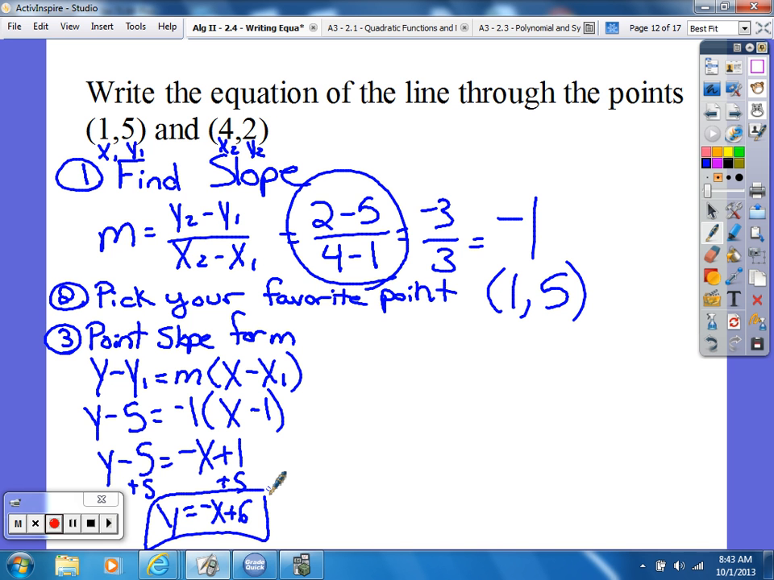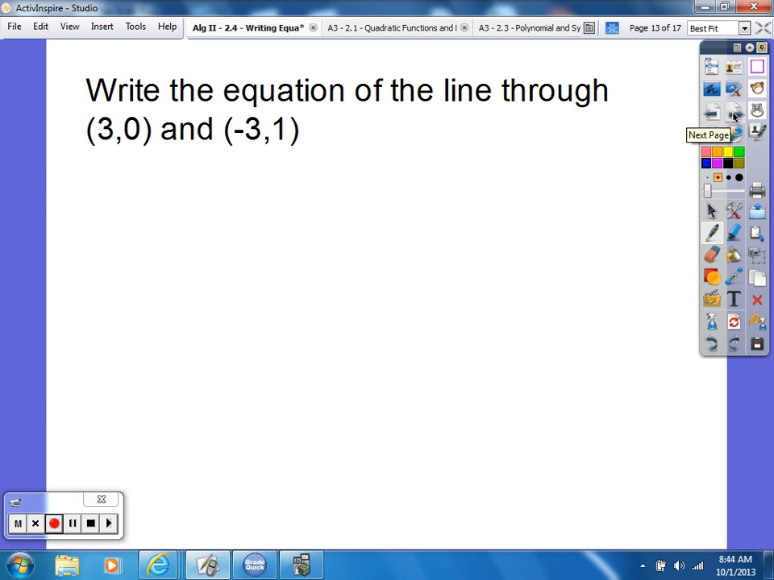I could also graph it and see if there's 2 points hit. Now, do I have to graph it by hand? I could graph it in calculator. And we'll come back to that here in a minute. But here's another one. I want you to go ahead and walk through the steps, and then we'll go over the answer.